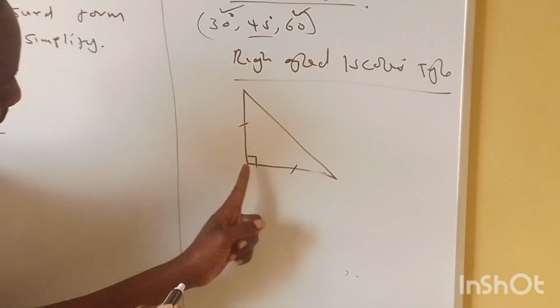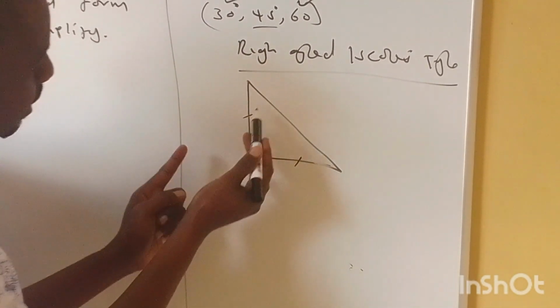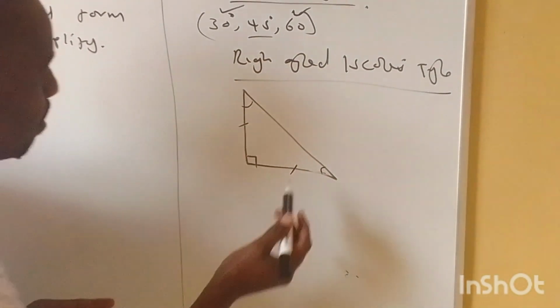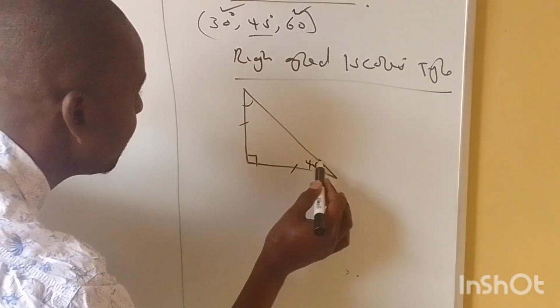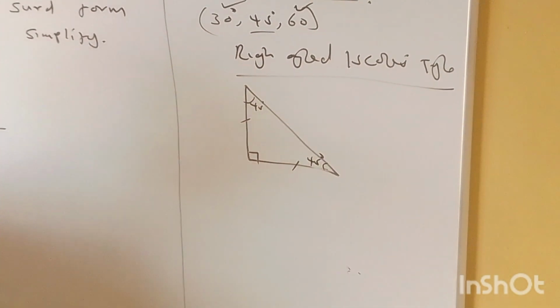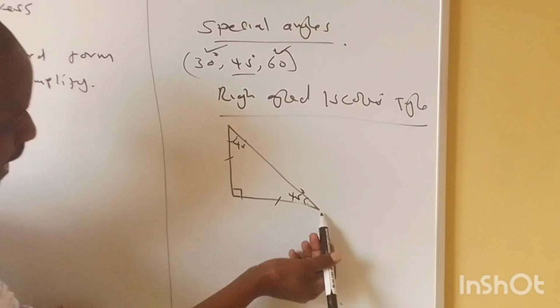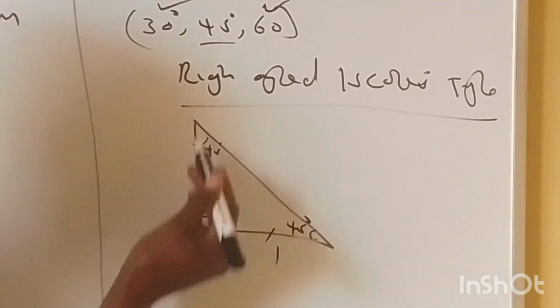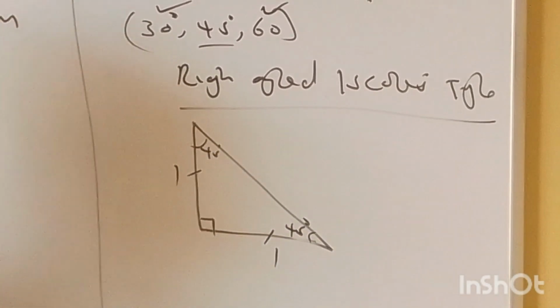So if this is 90 degrees, and these two sides are the same, that means this one will be 45 degrees and this one is 45 degrees. Now in this case, I'm going to assign this length to be 1, and this one, since it is the same as that one, is also going to be 1.